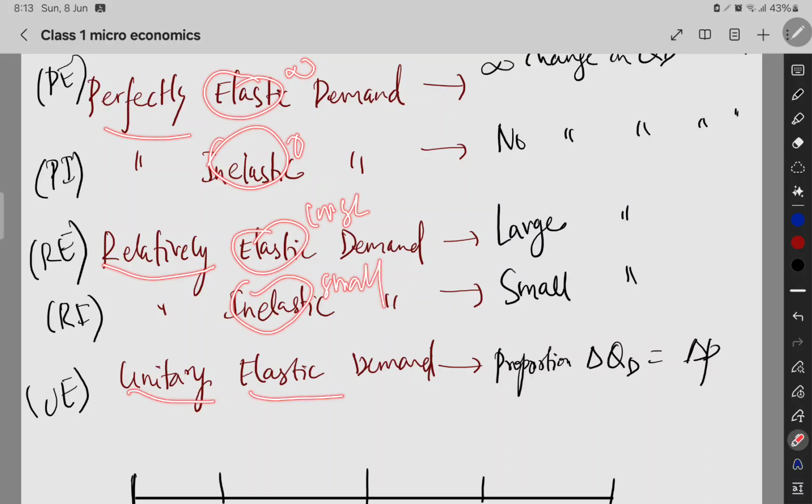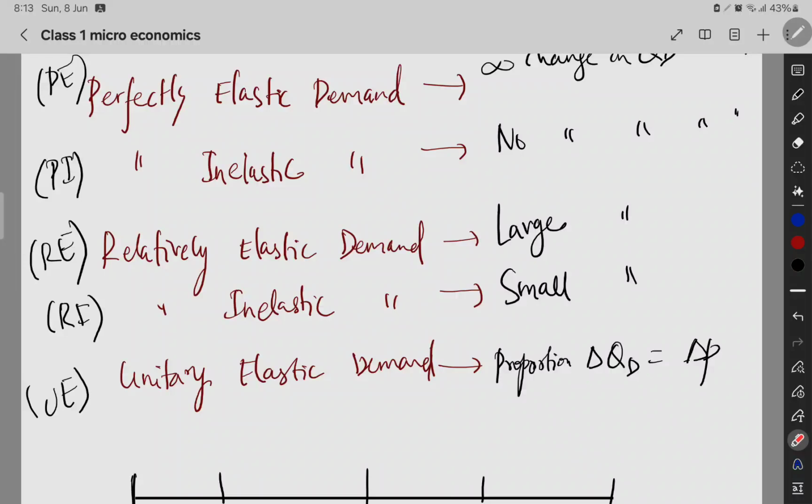Now I'll call it a unitary elastic demand when there is a proportional change in quantity demanded with respect to price. That means I am simply saying that the change in quantity demanded is equal to the change in price.